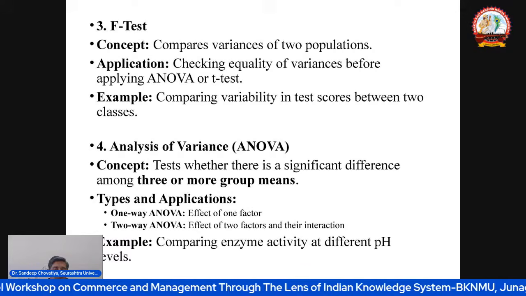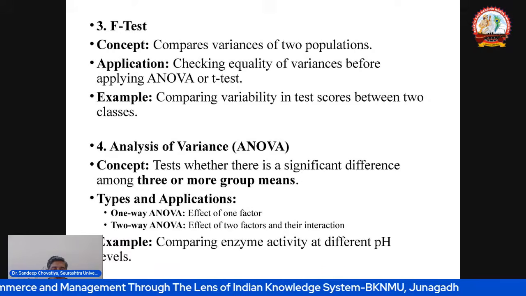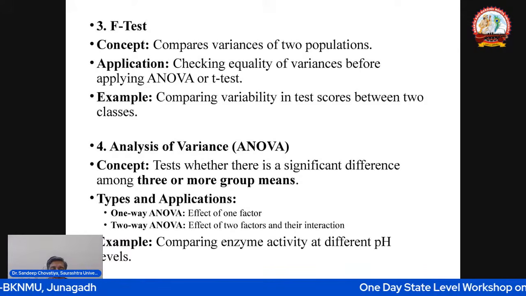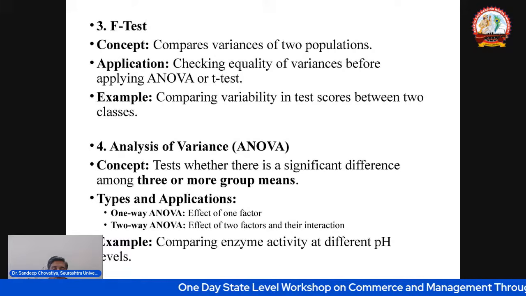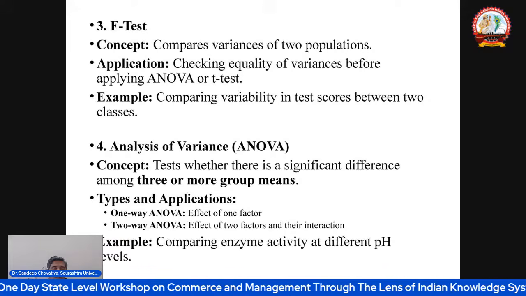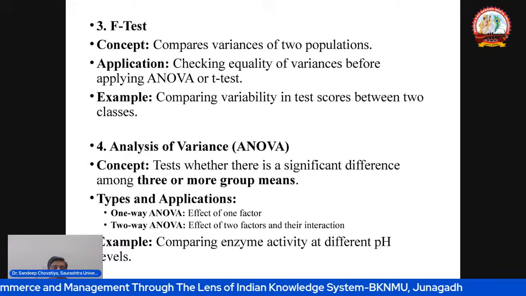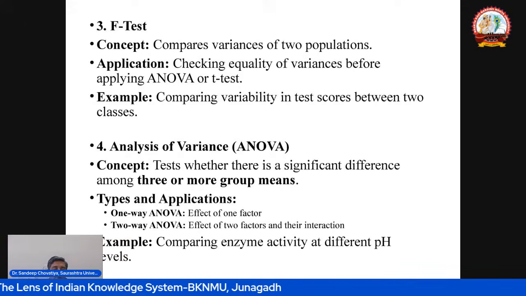Another important parametric test for us students or researchers is the analysis of variance, shortly known as ANOVA. The concept behind ANOVA is that we can compare two or more means at a time. Three or more groups can be compared with the help of ANOVA.